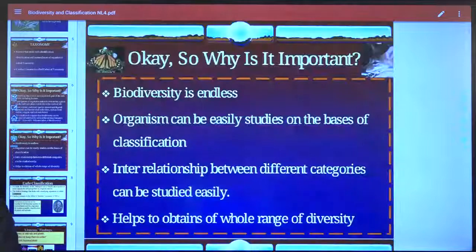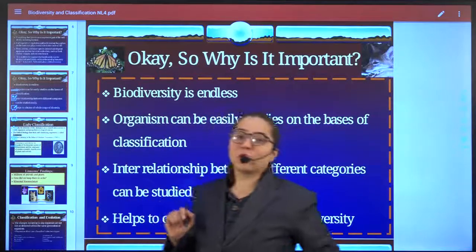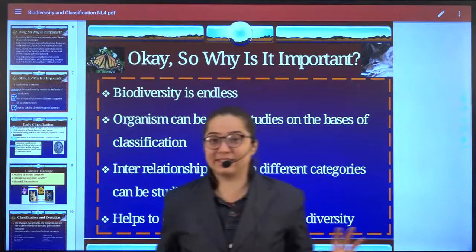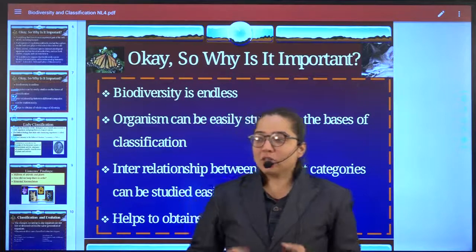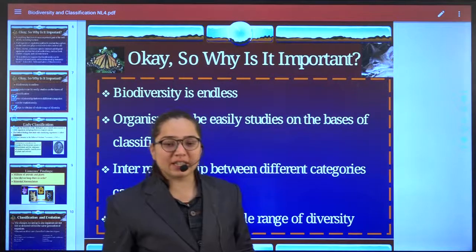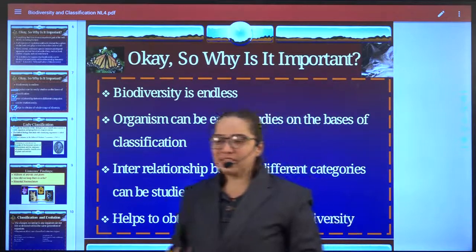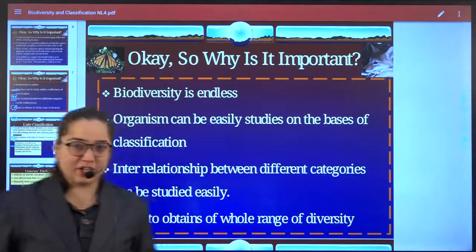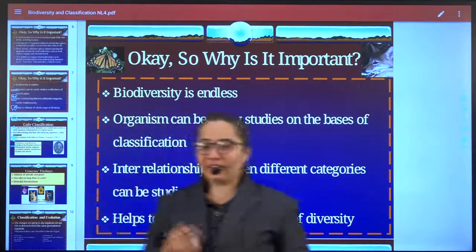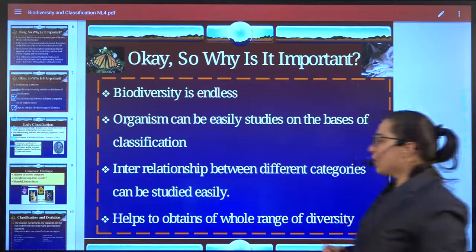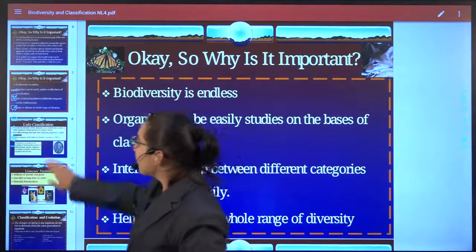Next, why is classification important? Classification is important because biodiversity is endless. We don't know how many species there are. We have found only 1.7 to 1.8 million species. Organisms can be easily studied on the basis of their classification. That is one of the very important points. Interrelationships between the different categories can be studied, and it also helps to obtain the whole range of the biodiversity.